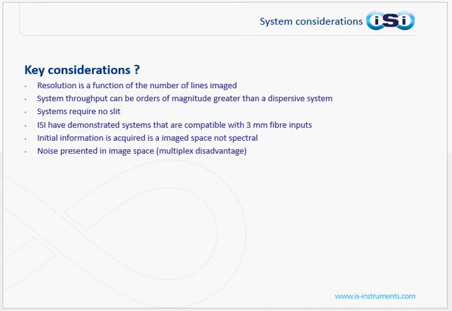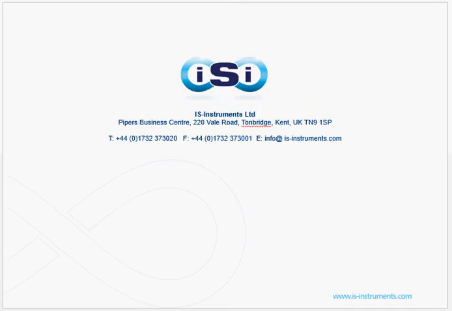However, the initial information is acquired in image space, not spectral space. This means the noise is also presented in the image space, leading to the so-called multiplex disadvantage. Therefore, in order to realise the full potential of these devices, one must make measurements from targets when the étendue is large, otherwise the full benefits will not be achieved.